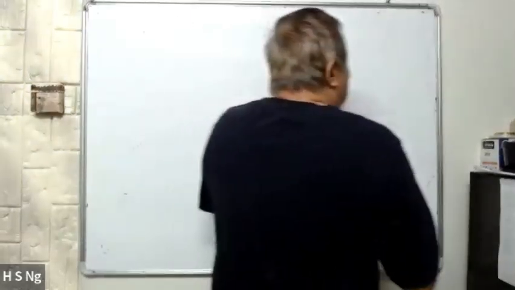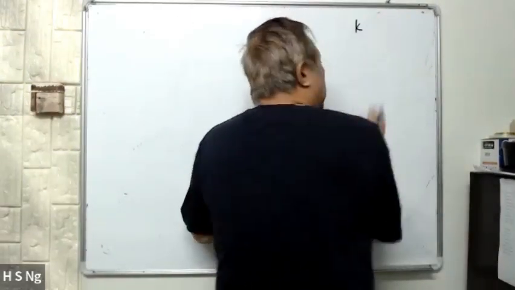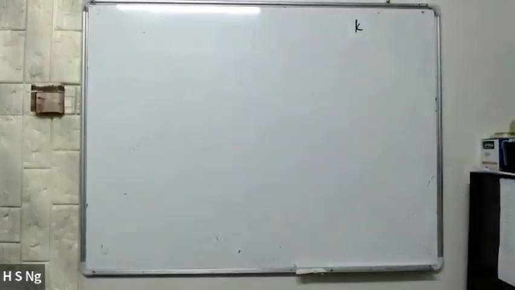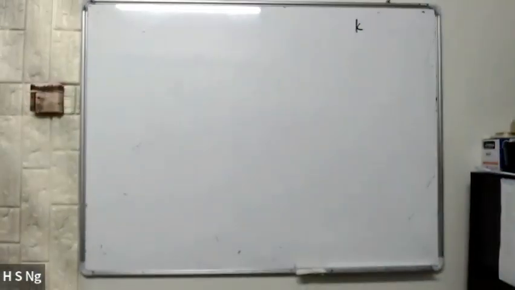Now, thermal conductivity is a measure of the ability of the material to conduct heat by conduction. It doesn't include convection or radiation. So if the thermal conductivity of a material is high, that means the material will conduct heat by conduction very efficiently. Okay, so you can see the table there.